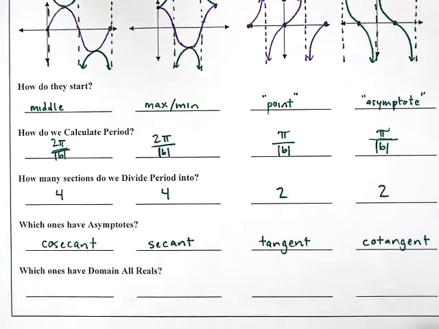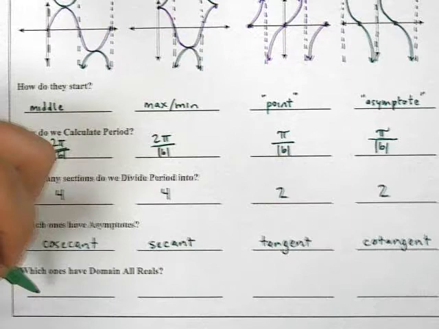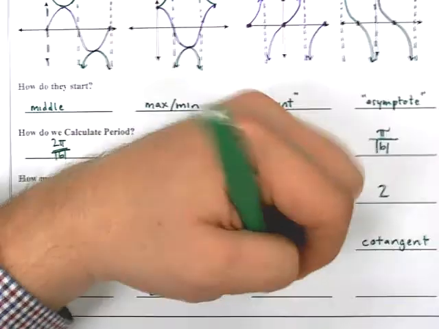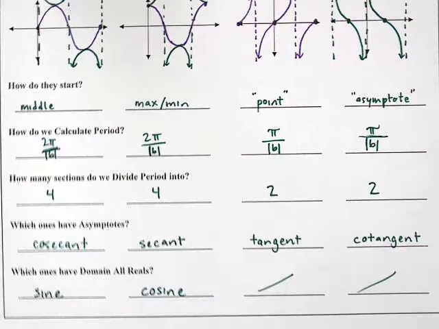Which ones have domain all reals? Now, if you remember, domain means that there are no gaps in any x values, alright? So, which one is continuous forever and ever and ever? Yep, it's sine. Alright, so sine and cosine. Dash dash, because those have asymptotes. Alright, so there's a brief review of graphing.